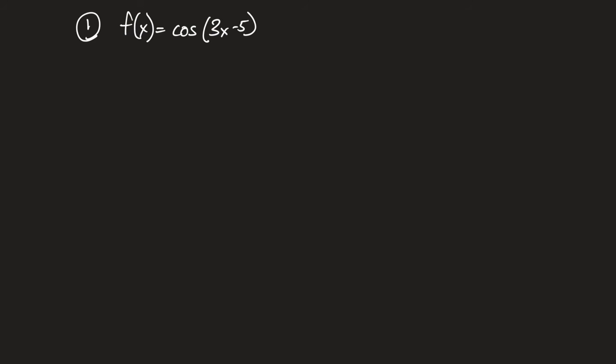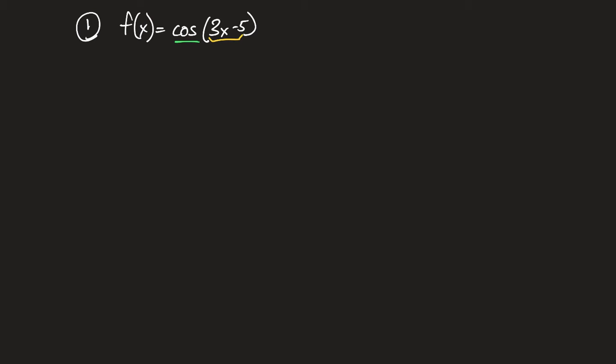The examples we look at today are going to deal primarily with our trig functions. So here's the first one. f of x is equal to the cosine of 3x minus 5. So the outside function, that big function, you should see is the cosine. And then the inside function is that 3x minus 5.